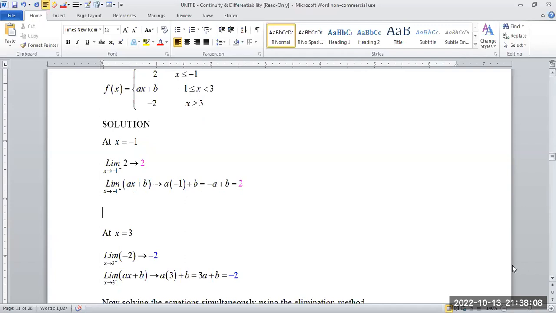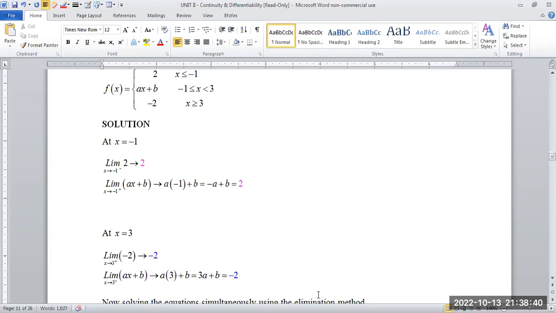Watch this now. To the left of 3, I'm going to have ax plus b. That must be equal to -2 if f of x is going to be continuous over the whole line. Over the entire line, it must be equal to that.